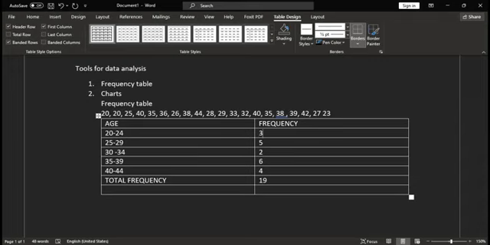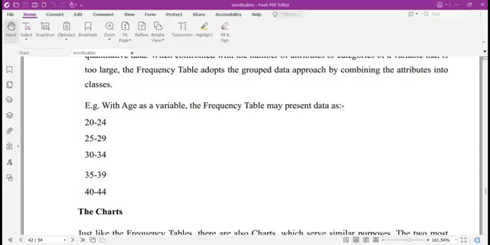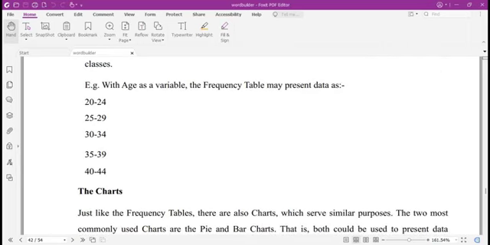25 to 29, we have 5. 30 to 34, we have 2. 35 to 39, we have 6. And 40 to 44, we have 4. So the total frequency is 19. So this is just what a frequency table is all about. We've just used the example here to fix that frequency table.